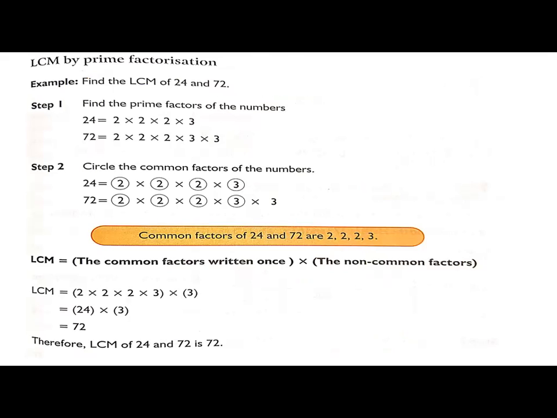First step, you have to find the prime factors of the numbers. So use the L division method and find the factors of 24 and then the factors of 72. After finding the prime factors, you have to circle the common factors. So you have to see the common factors of the two numbers.